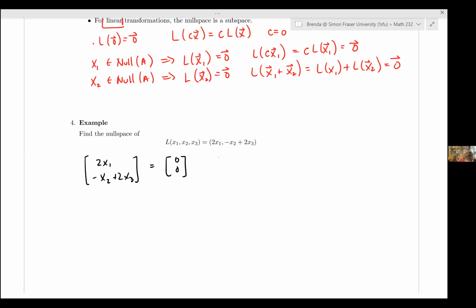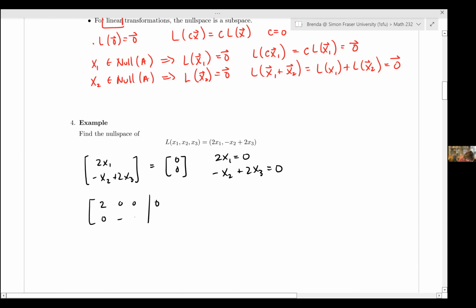Or I could also write this like this: 2x1 is equal to 0, or minus 2x2 plus 2x3 is equal to 0. This is two equations, three unknowns. I'm going to put that into an augmented matrix. There it is. I'm going to row reduce. This is pretty easy to do. I'm just dividing the first row by 2, and then I am multiplying the second row by -1.